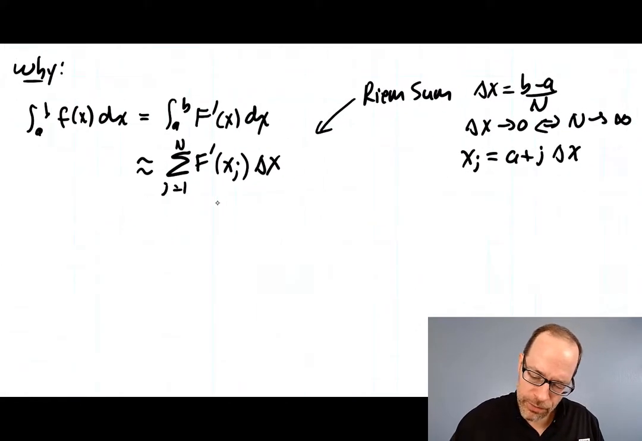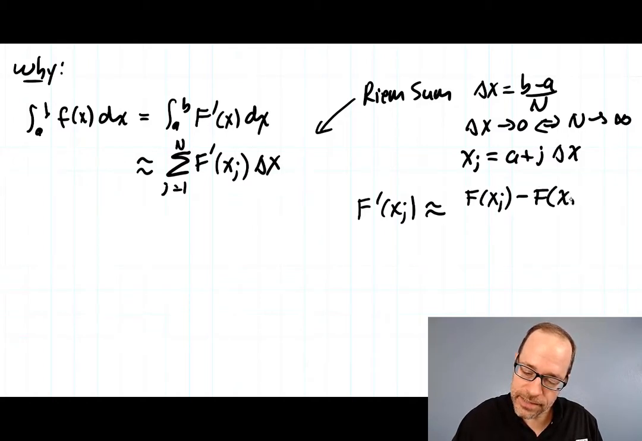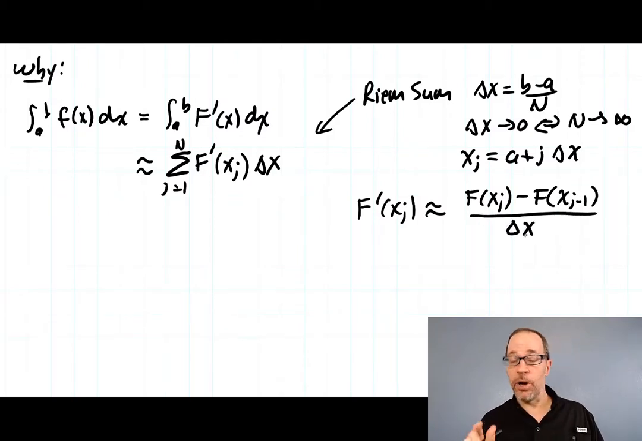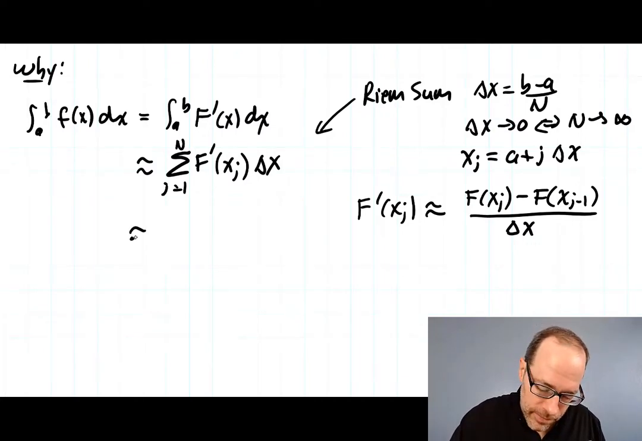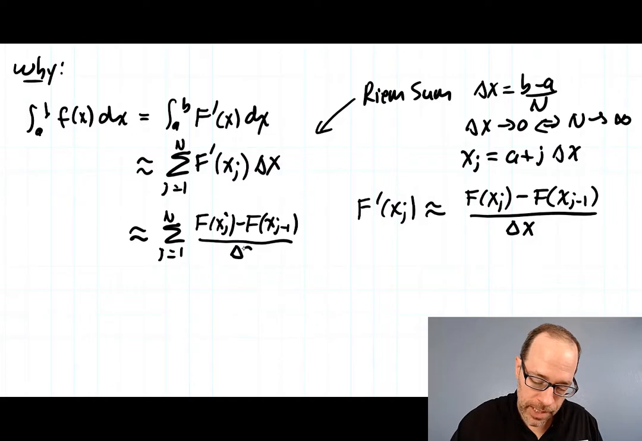All right, now we need to remember that F prime at x sub j, well, that's approximately this difference quotient. So it's F at x sub j minus F at x sub j minus 1 all over delta x. And again, the smaller delta x is, the closer this approximation is. And in the limit, it's exact. So this is the sum from j equals 1 to capital N, F at x sub j minus F at x sub j minus 1 all over delta x.